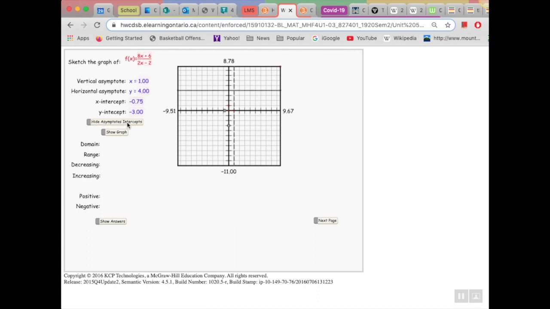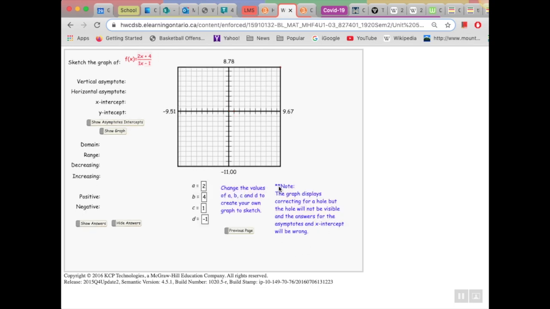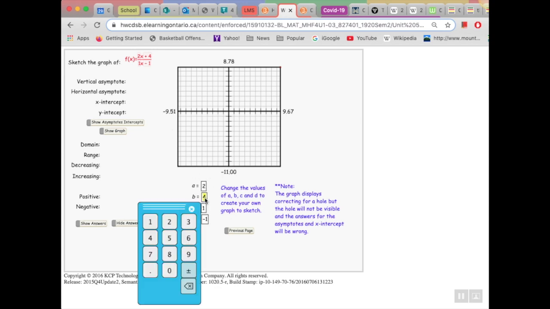You want to check your answers, it'll show you your answers. You can check the graph, it'll show you the graph. There's the extra questions you answer later: domain, range, intervals of increase, decrease, positivity, negativity, etc. You can check those answers. Navigation through this, you can use next page and previous page. Just want to show you when we get to the last page. You can change this on your own just by clicking in here, change that to another number.